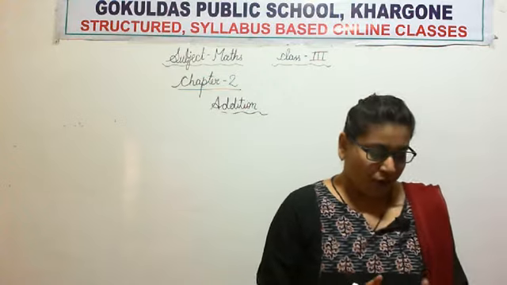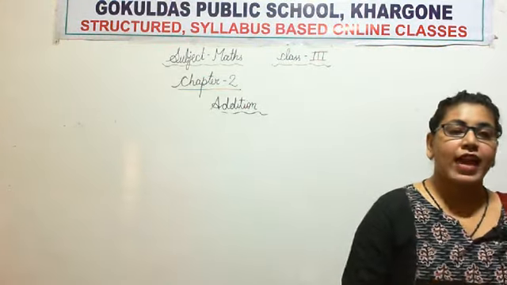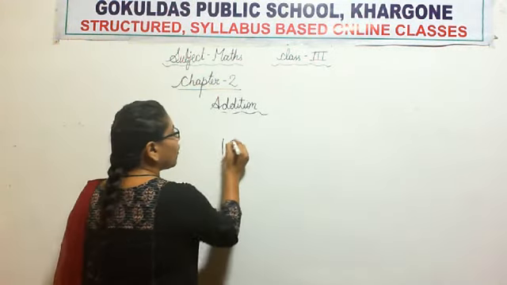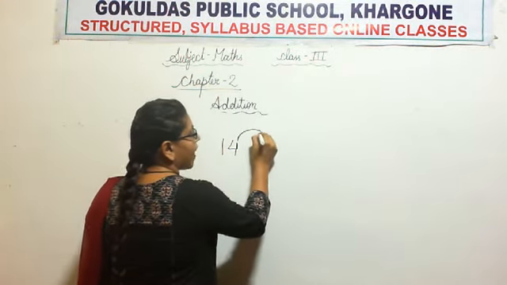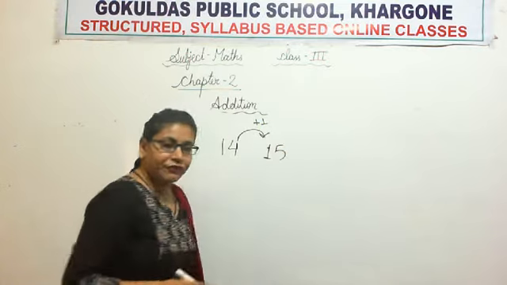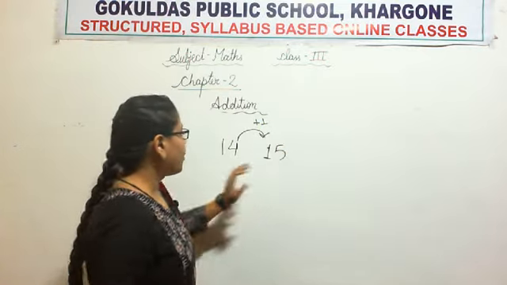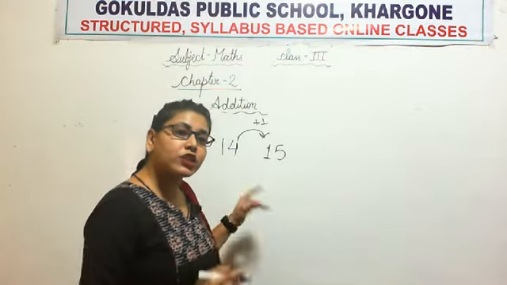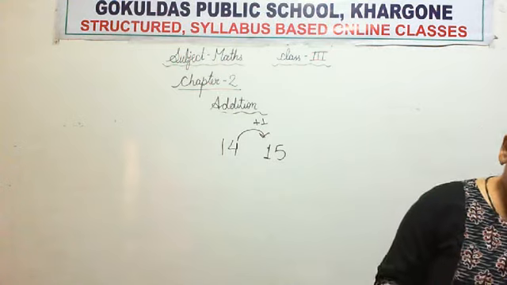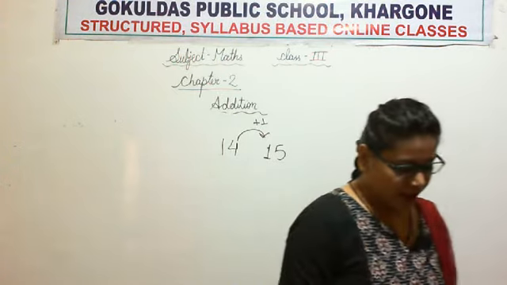Now whenever we add 1 to any number, like 14, if I add 1 to this, what will I get? I will get 15. So 15 is the successor of 14. So whenever we add 1 to any number, we get its successor. Okay.